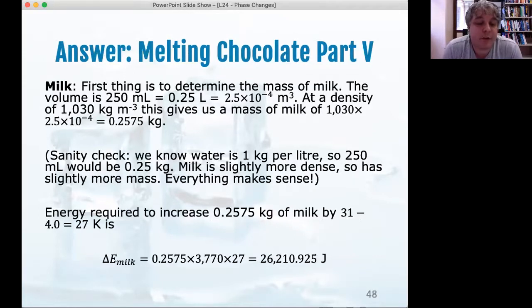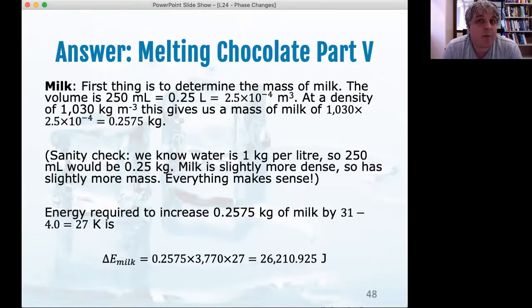The milk, first thing, as I said, is to figure out the mass of the milk. We have the volume of 250 mL, which is a quarter of a litre, so 0.25 of a litre, and a litre is 1,000th of a cubic metre, so 0.25 times 10 to the negative 3, or 2.5 times 10 to the negative 4 cubic metres. You should be confident with that sort of unit conversion at this stage of the course. With a density of 1,030 kilograms per cubic metre, we get a mass of 0.2575 kilograms.